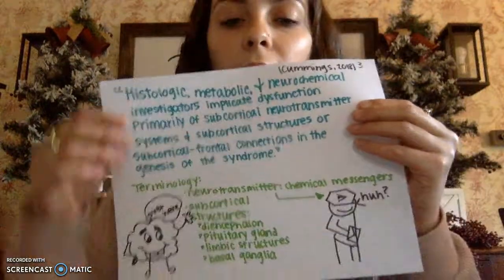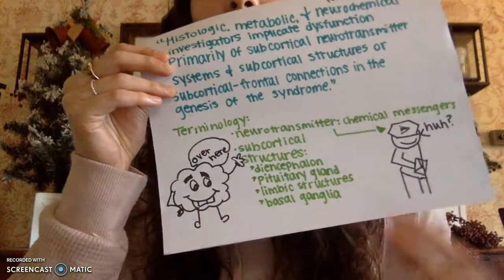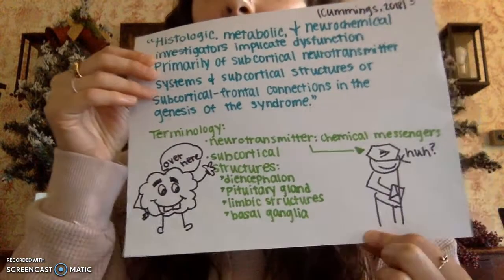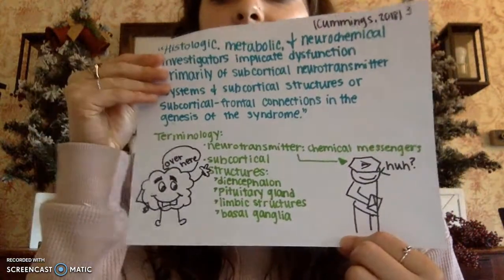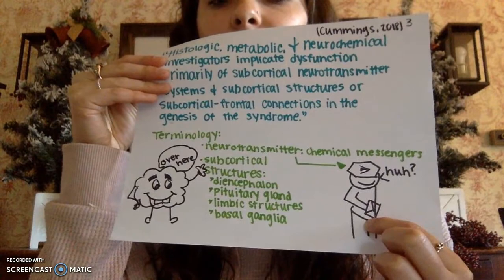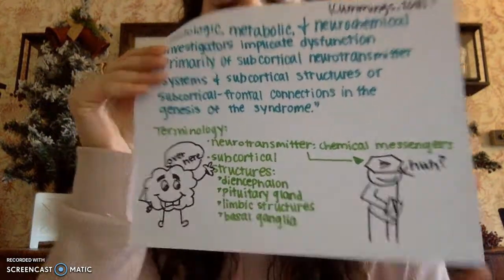So, going over the terminology, we have neurotransmitters, which are the chemical messengers. So I did a little illustration here where the brain is saying over here and the mailman is looking the wrong direction, implying that if these were our neurotransmitters, there is some type of disconnect here where the message is not being delivered properly. The subcortical structures that are involved, again, are the diencephalon, the pituitary gland, the limbic structures, and the basal ganglia.